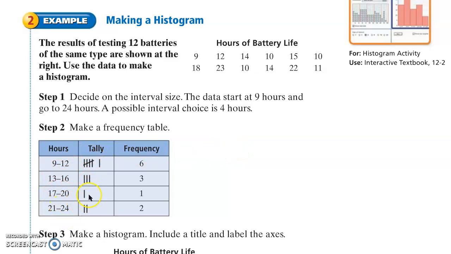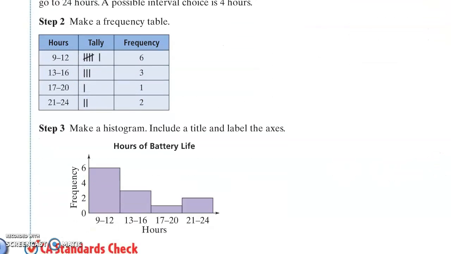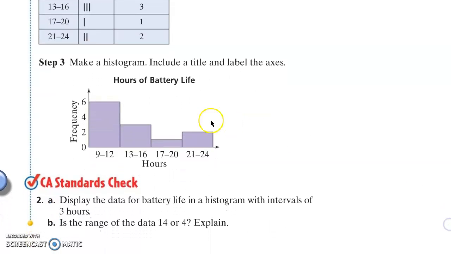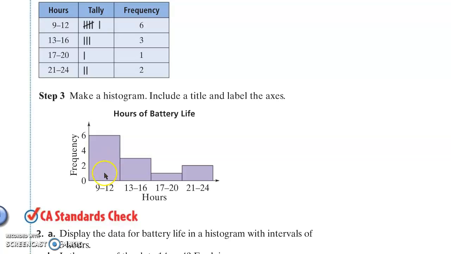Then they just made a tally. They counted how many batteries fell into that 9 to 12 hour range, and there were 6 of them, and then how many fell into the next range, and so on. And then they went ahead and made a graph. Now this graph is called a histogram, and it includes a couple of important things. One, we have the hours. The hours are at the bottom right here. This is the x-axis. And then we have the frequency, or how many times it occurs.